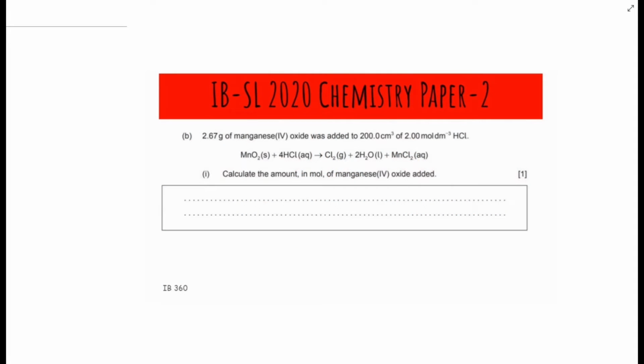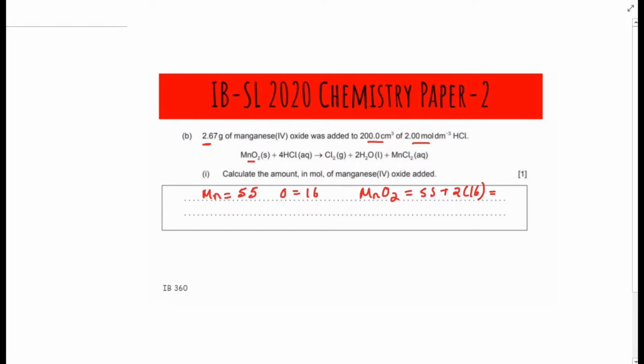Moving on to part B, here we have 2.67 grams of manganese oxide that is added to 200 centimeter cube of 2 mole per decimeter cube HCl. Calculate the amount in mole of manganese dioxide. The molar mass of Mn is 55 and the molar mass of oxygen is 16. So, the molar mass of MnO2 is 55 plus 2 times 16.